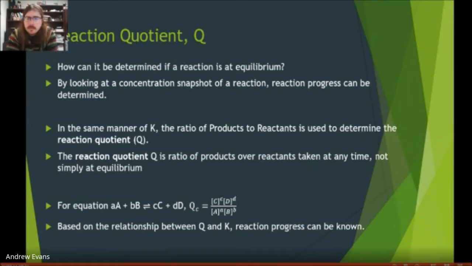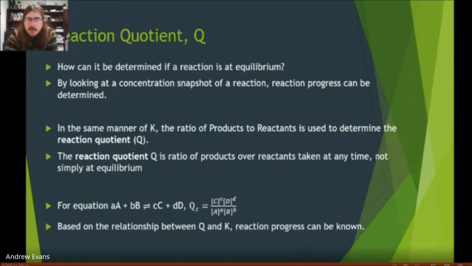Hopefully you're using the snow day to get at least a little bit of the homework done. But okay, so previously we talked about the equilibrium constant K.